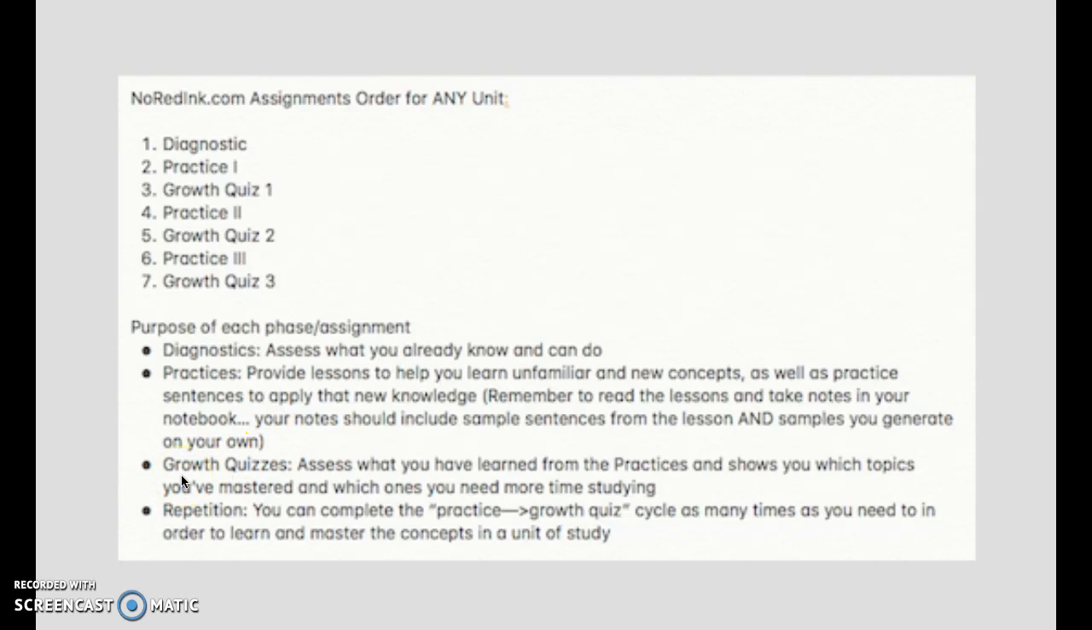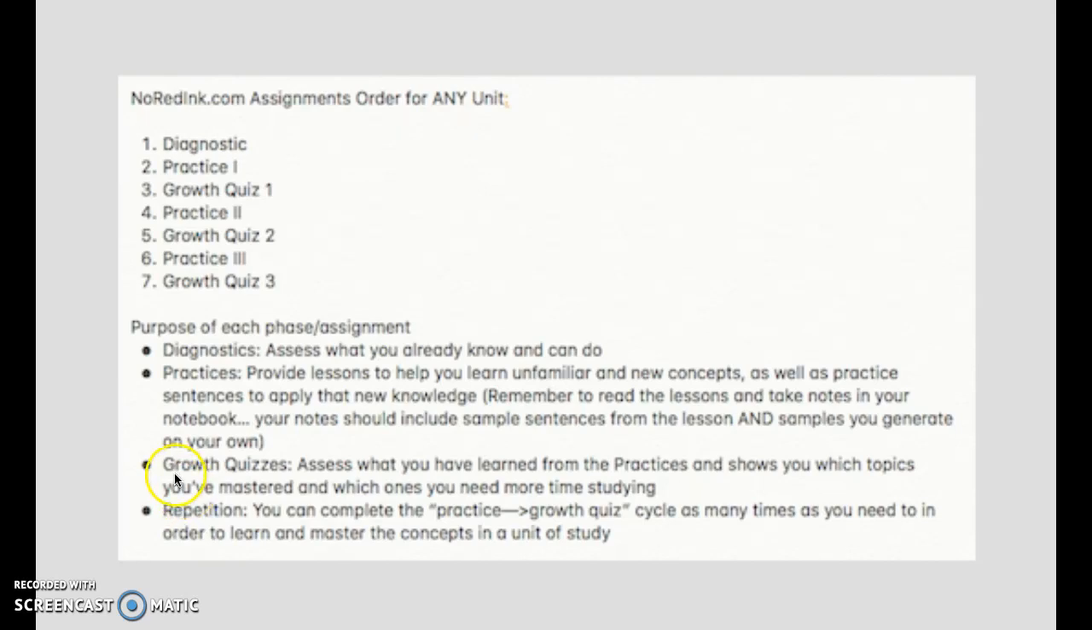When you're done with a practice session, it doesn't have to be the same day, but you complete a practice session, the next step for you is to go to a growth quiz. A growth quiz assesses what you have learned from the practice, okay? And it shows you which topics you have mastered that you don't really need to practice within noredink.com anymore. You just need to transfer it to your writing. And it shows you which topics you still need to study some more.